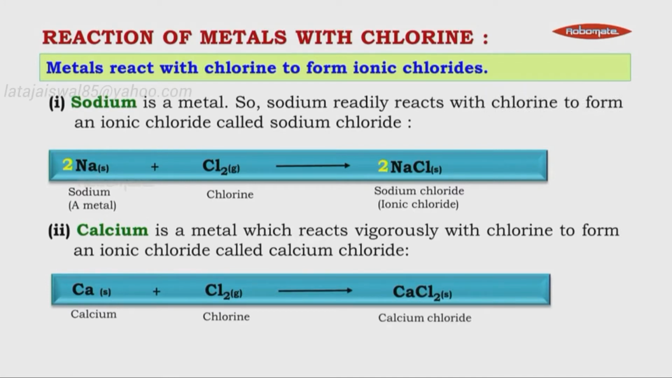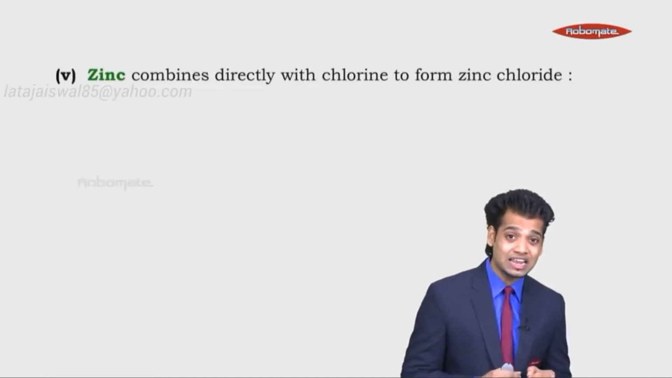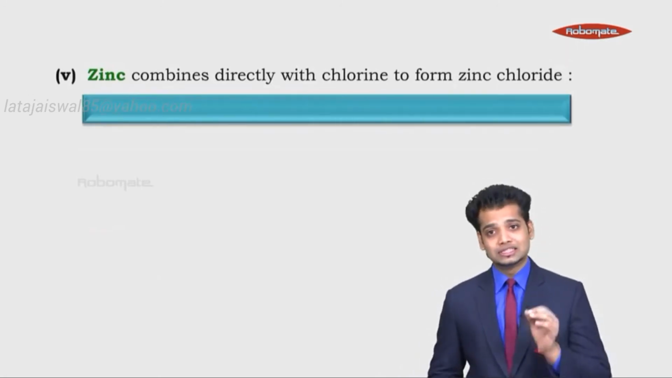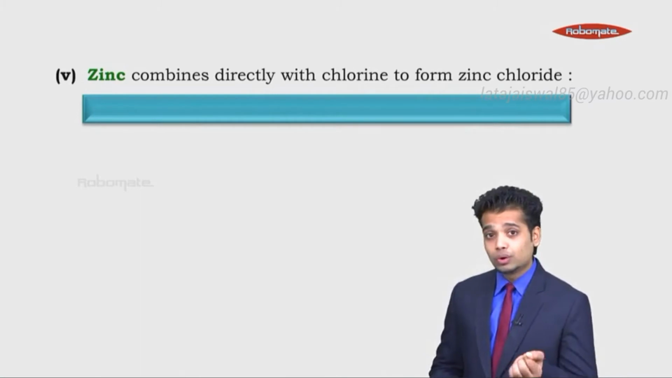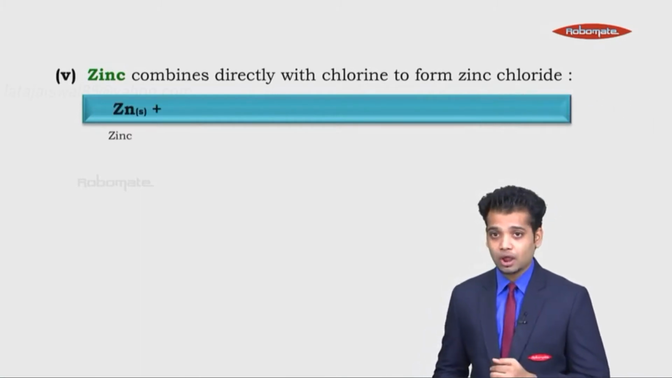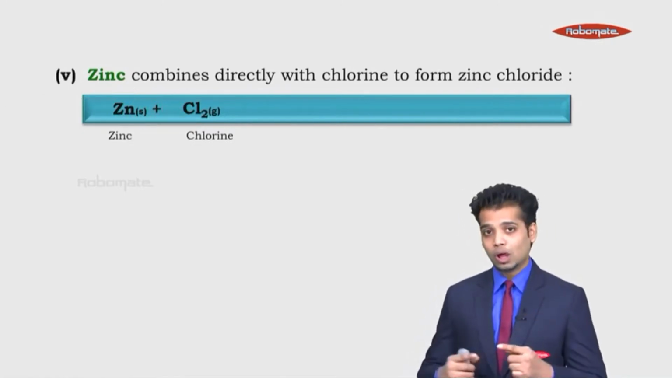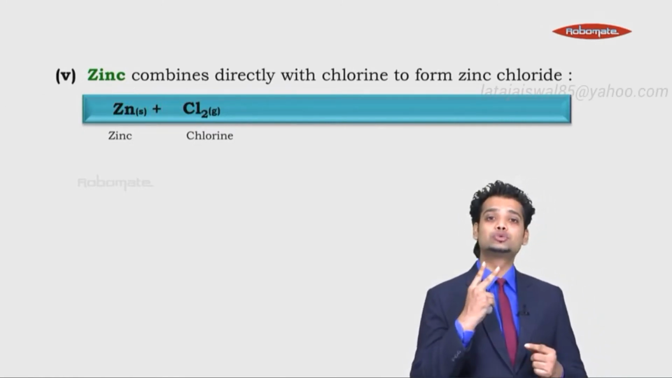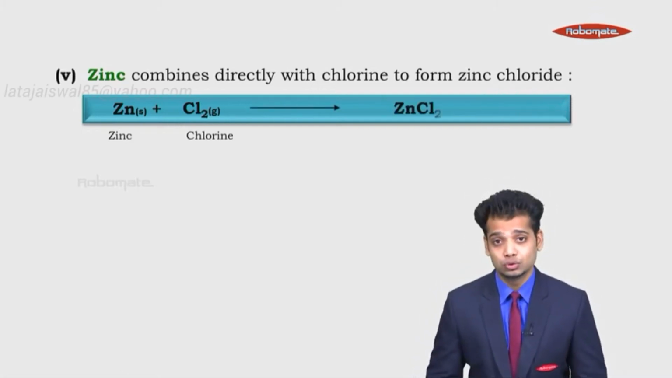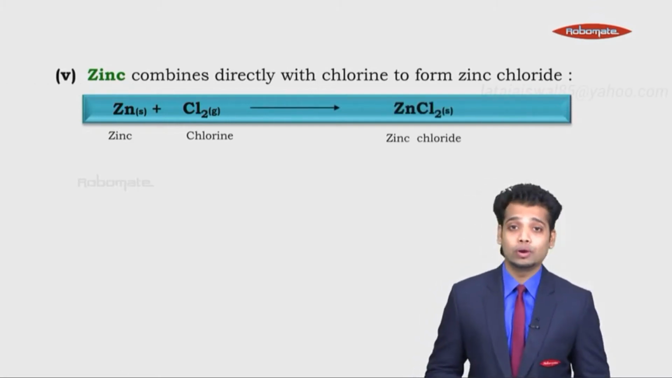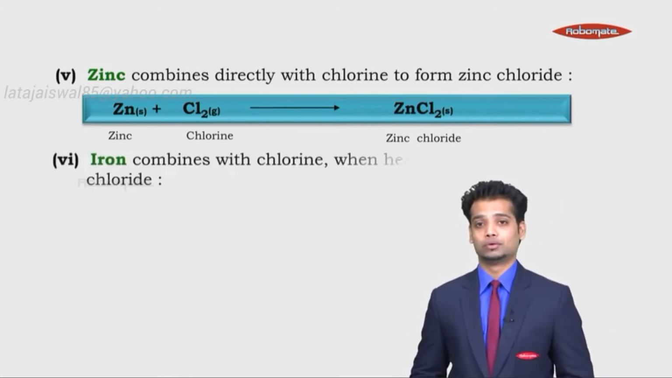Let us see a few more metals. Zinc combines directly with chlorine to form zinc chloride. Zinc is a metal. It is going to give electrons. Chlorine is going to receive electrons. So zinc reacts with chlorine. Zn plus Cl2, no algebra needed, zinc's valency is 2, Cl's valency is 1, crisscross, ZnCl2. The reaction is already balanced. Zinc chloride, another ionic compound.